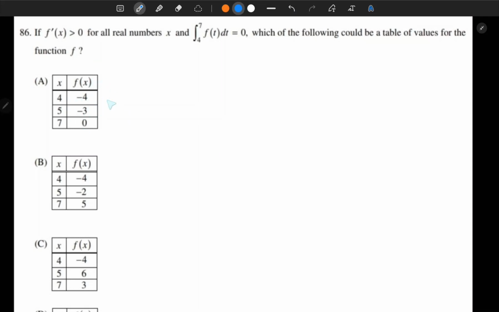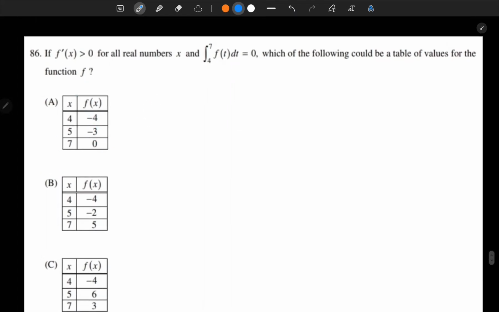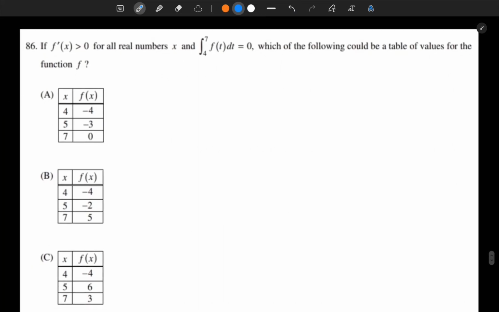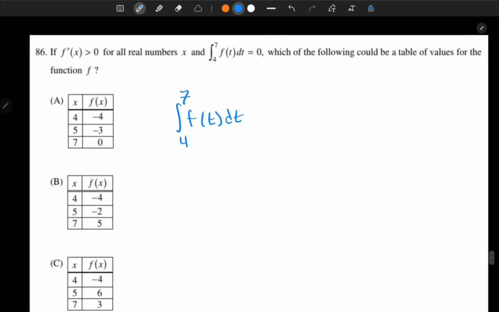For A, we see that all of the values here of f of x are below the x-axis. So although between 4 and 5 it could go above the x-axis, it's not given in the table. And all we're looking for is a possible table for f of x. So since all of these are below the x-axis, it's not likely that the integral of f of t dt from 4 to 7 is 0. It's actually more likely that this integral is less than 0. Since all of the f values are below the x-axis, the area between the plot and the x-axis should be negative, or less than 0. So we know that this is not an answer.